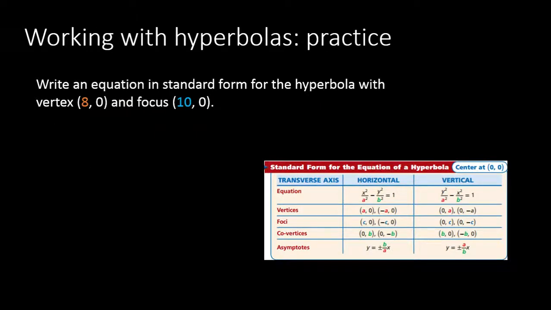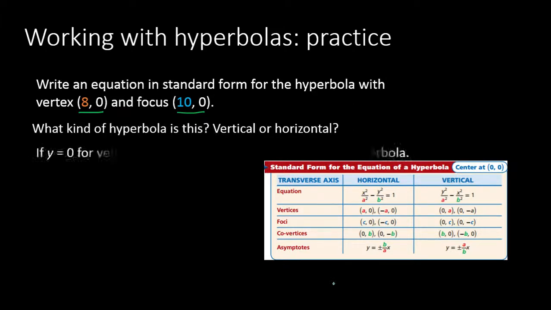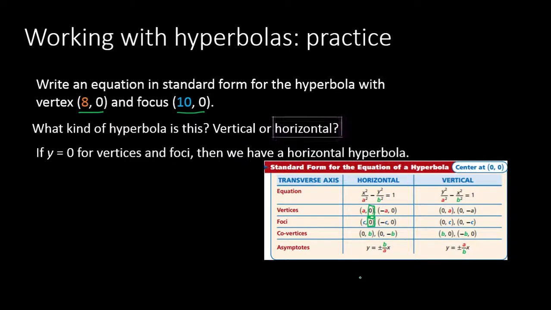Let's practice again. So once again, we're asked to write an equation in standard form for a hyperbola. It's got a vertex at (8, 0) and a focus at (10, 0). So let's take a look. What does that mean? Is it horizontal or vertical? Okay, so my vertex has a 0 y value and my focus has a 0 y value. So this must be horizontal.